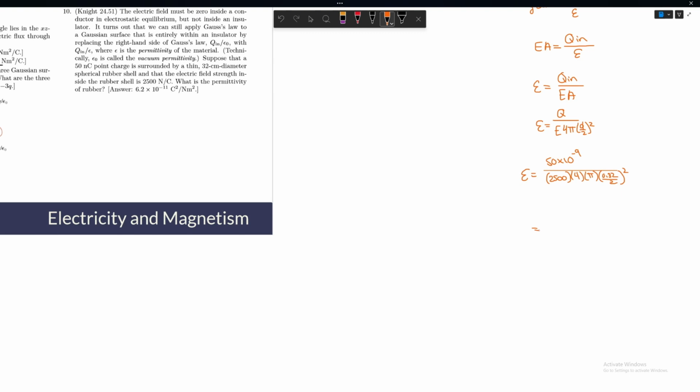Almost there. 0.32 divided by 2, all squared. Alright, and I got 6.2169 times 10 to the negative 11. And that's also what they got.